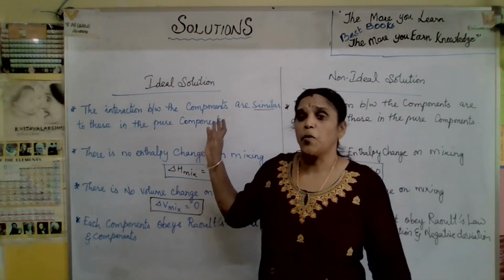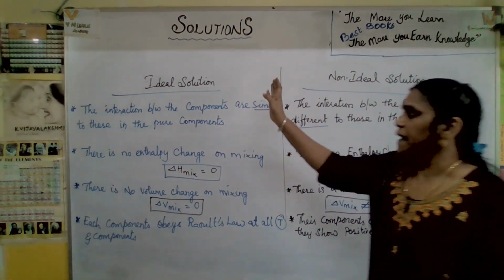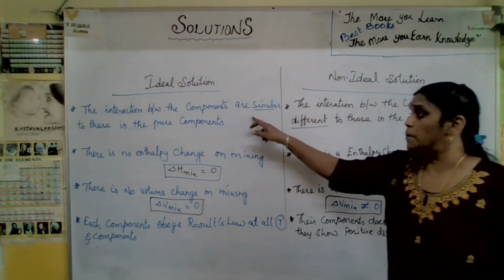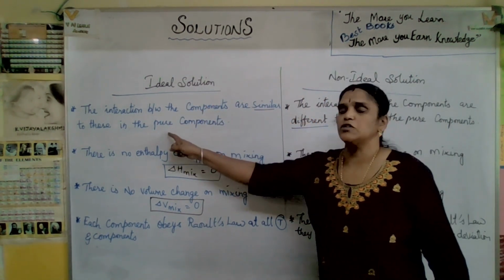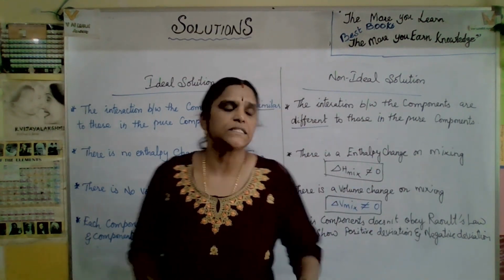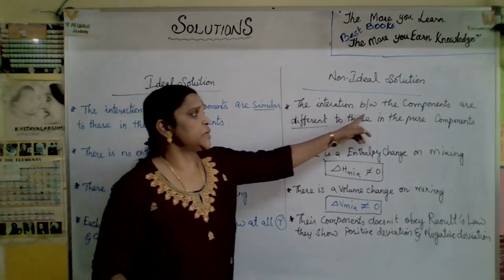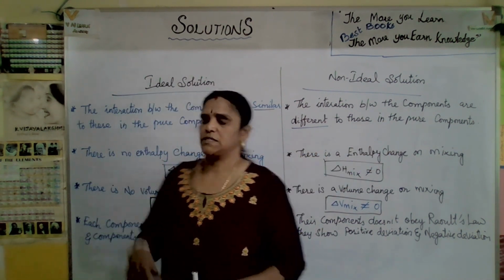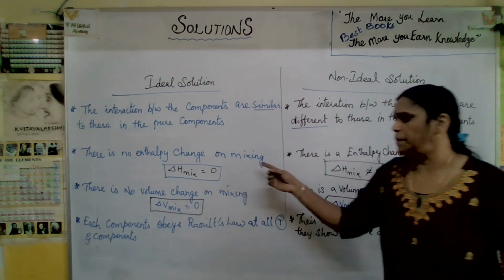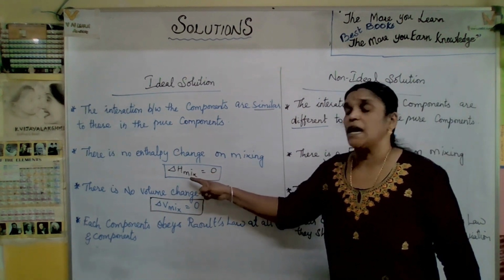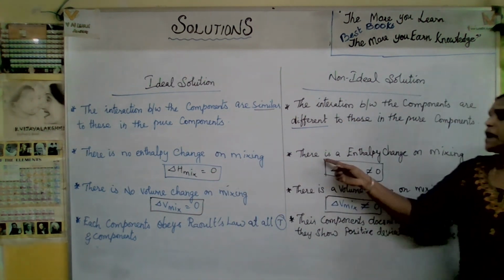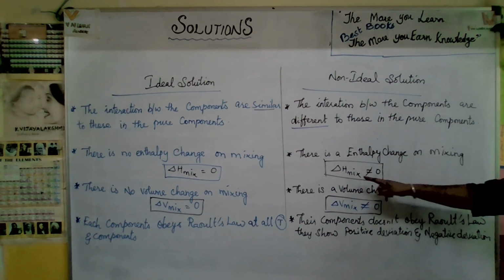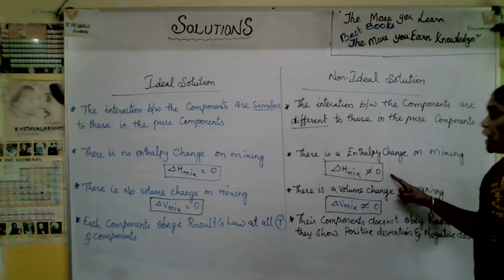Here are the main points to be noted for ideal solution and non-ideal solution. In an ideal solution, the interaction between the components is similar to that of the pure components, whereas in a non-ideal solution the interaction between the components is different from that in the pure components. Next, in an ideal solution there is no enthalpy change on mixing, that is delta H mixing is equal to 0, whereas in a non-ideal solution there is an enthalpy change on mixing, that means delta H is not equal to 0.